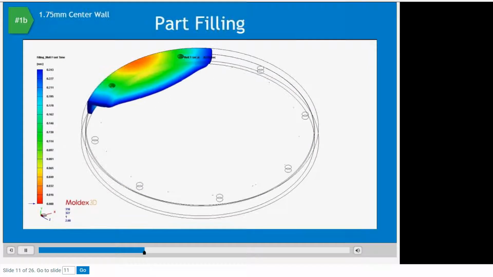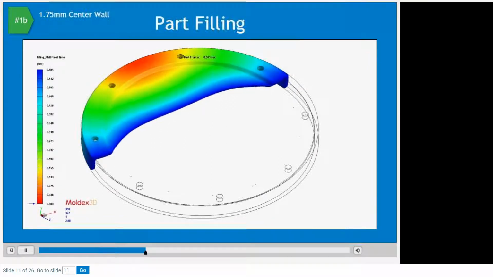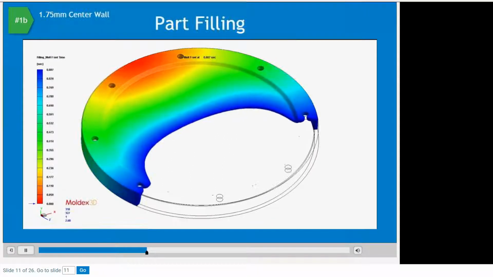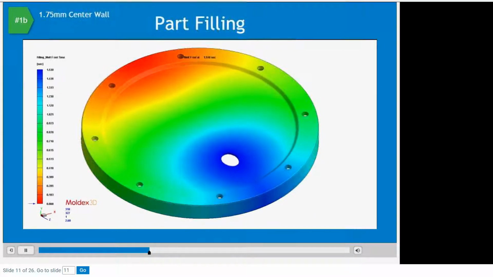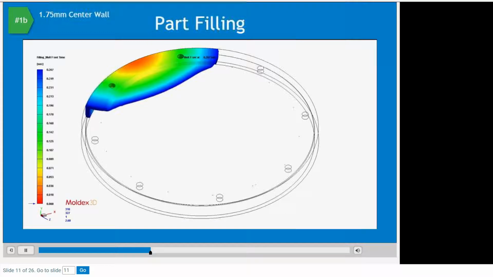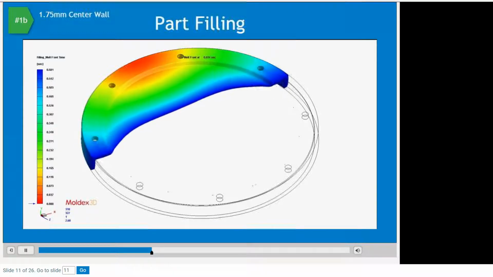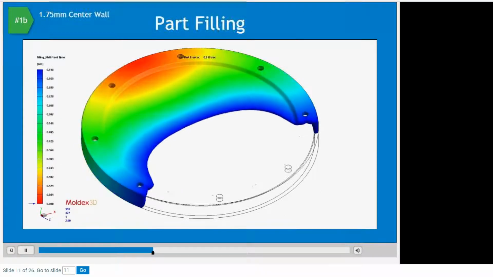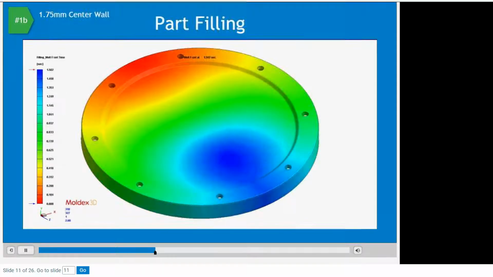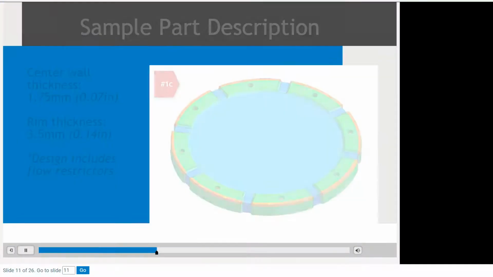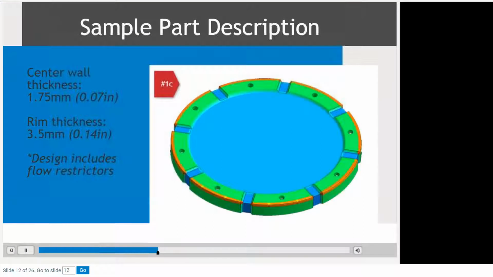Looking at the filling pattern for the revised part design, you can see that there is a hesitation and racetrack effect, creating air entrapment in the part near the end of fill. So although the reduction in wall thickness achieved the desired clarity, it also created an air entrapment issue. We will now add flow restrictors to this design to achieve a uniform fill pattern.